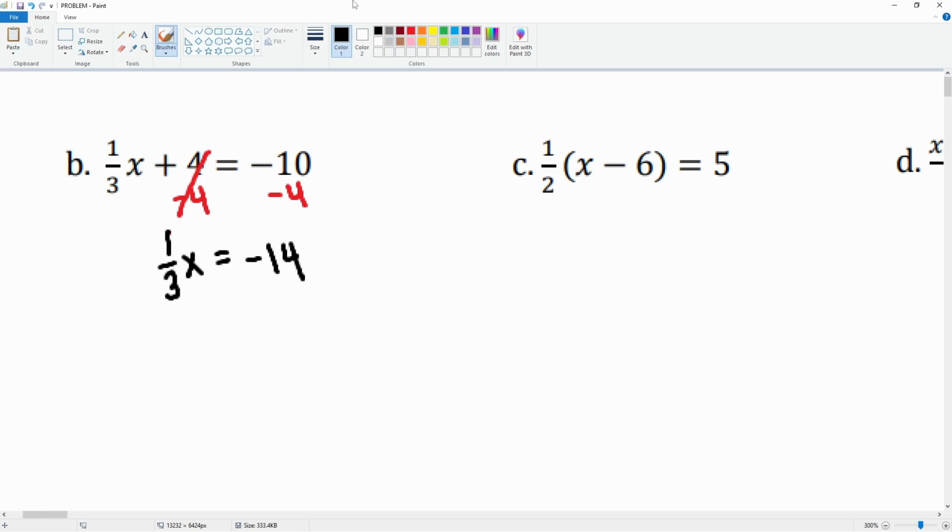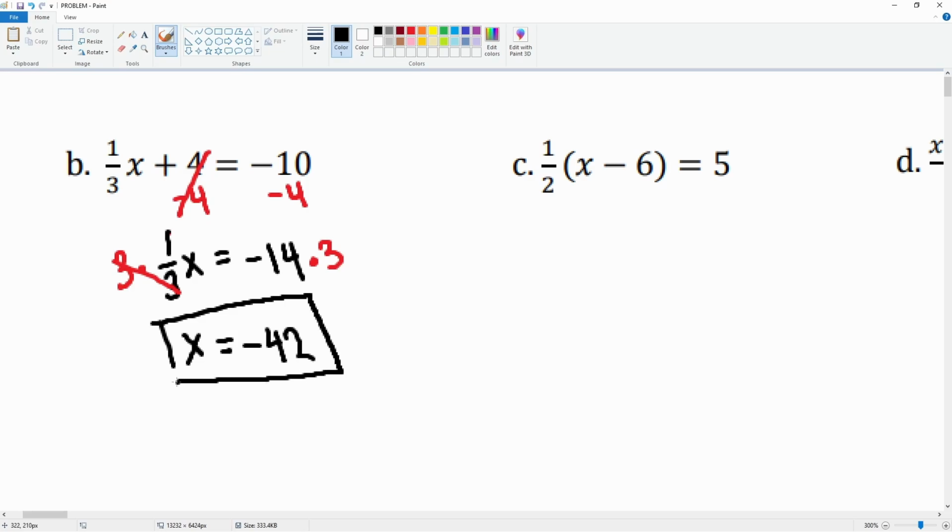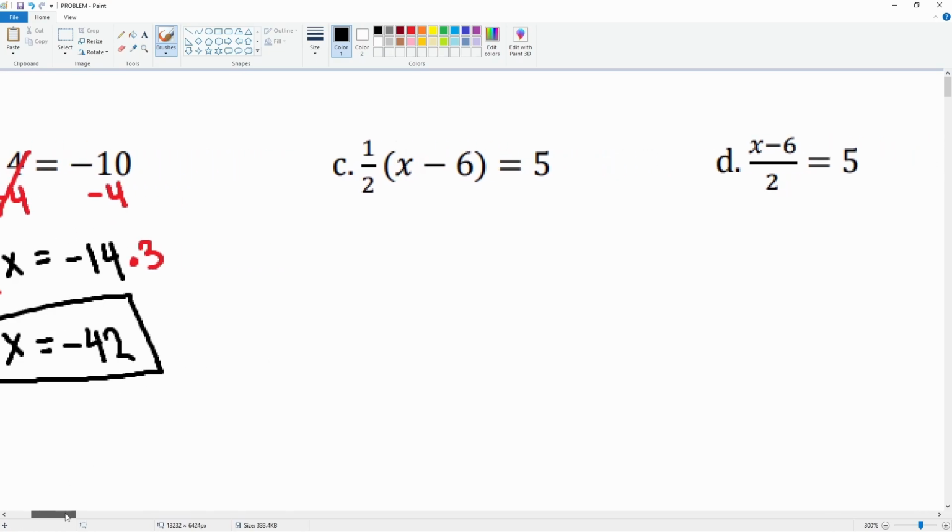Here we have a divide by 3, so to get rid of it, we're going to be multiplying by 3. 3 over 3 cancels, leaving you with just a 1x, or just x, is equal to negative 14 times 3. This gets you a negative 42. That would be your equation being solved for x.